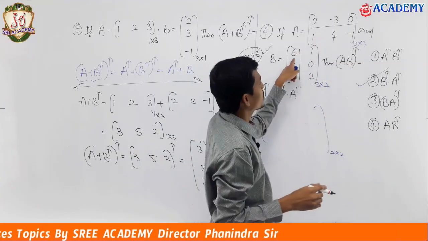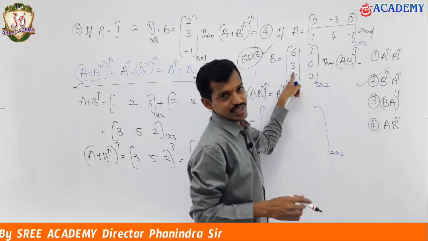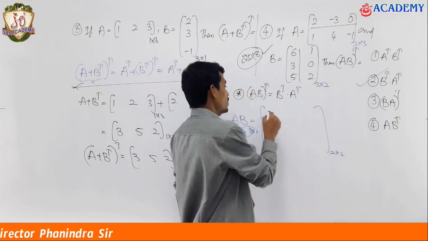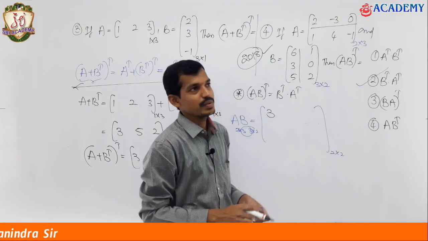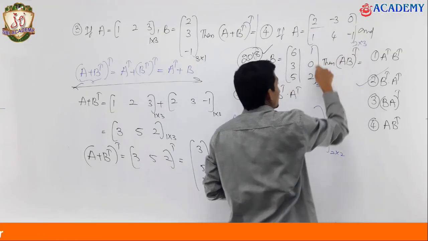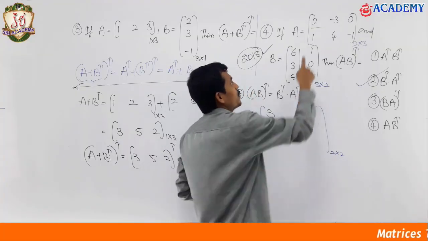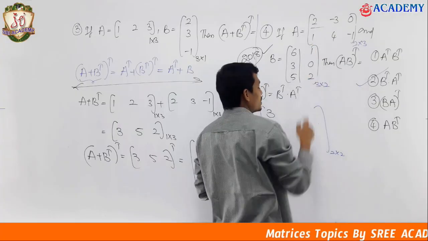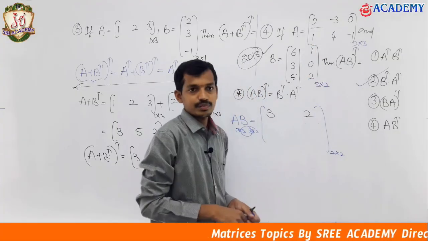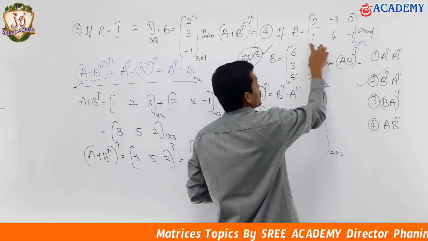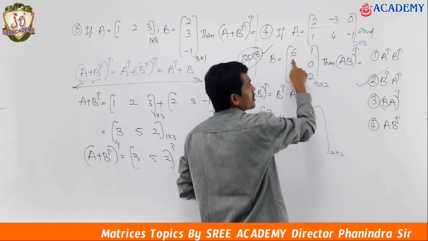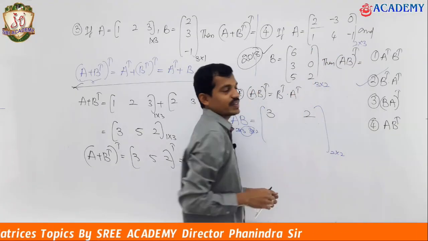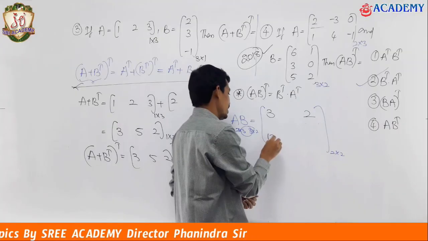2 into 6 is 12, minus 3 into 3 is minus 9, 0 into 5 is 0. 12 minus 9 is nothing but 3. First element is going to be 3. Next, first row with the second column gives the second element: 2 into 1 is 2, minus 3 into 0 is 0, 0 into 2 is 0. Here you will get 2. Next, second row with first column: 1 into 6 is 6, 4 into 3 is 12, 6 plus 12 is 18, minus 1 into 5 is minus 5, 18 minus 5, that is 13.